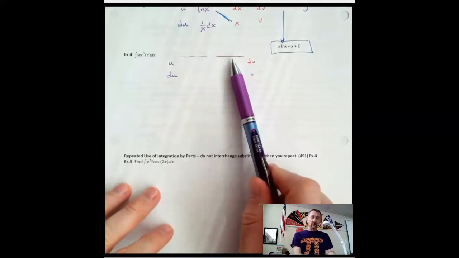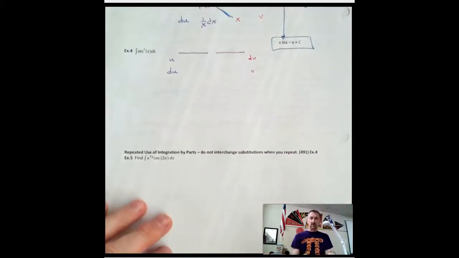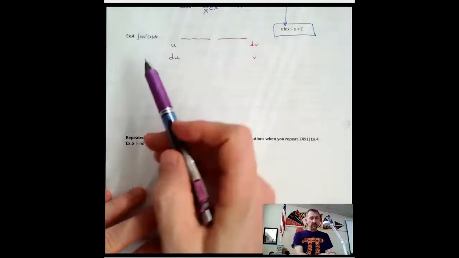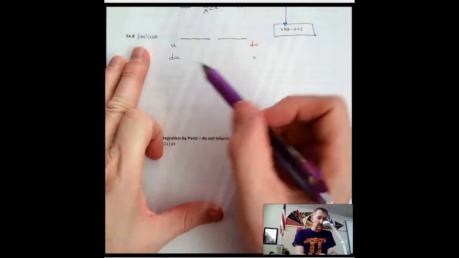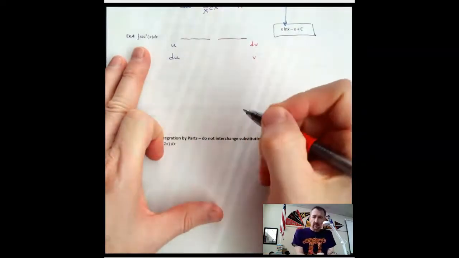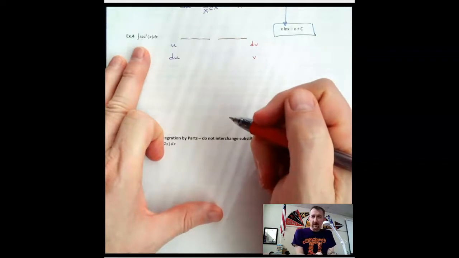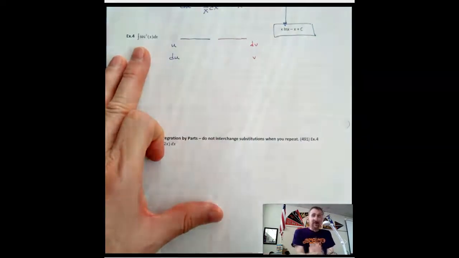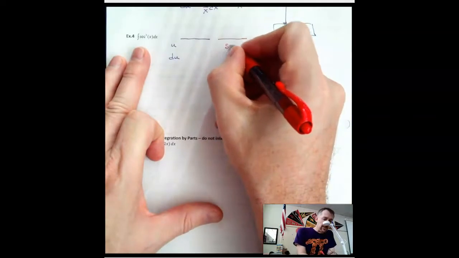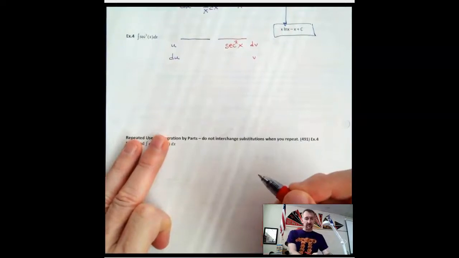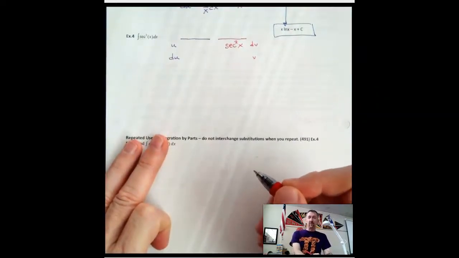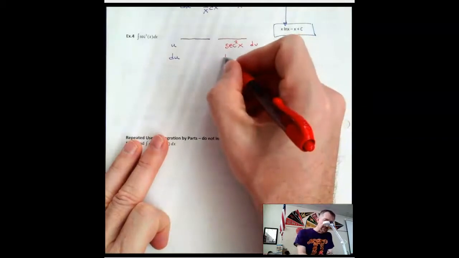So remember though, one of the rules is when you pick dv, you want it to be something that integrates. So if you look over here, is there something that integrates in here? So hopefully, maybe somebody, secant squared x, right? Secant squared x is a derivative. Secant squared x is the derivative of what? It's the derivative of tangent.